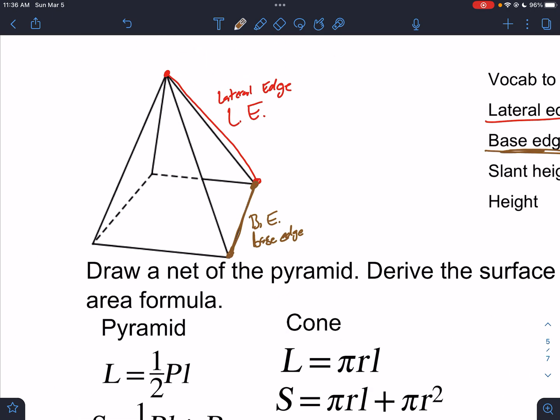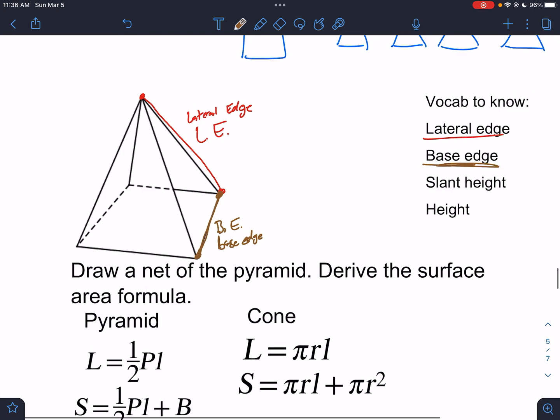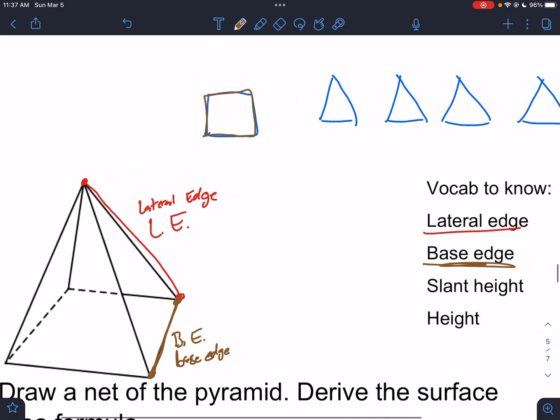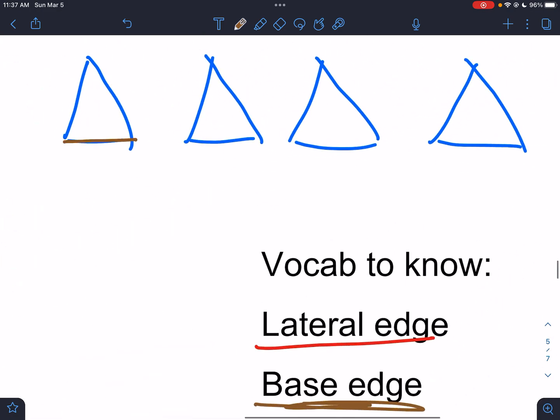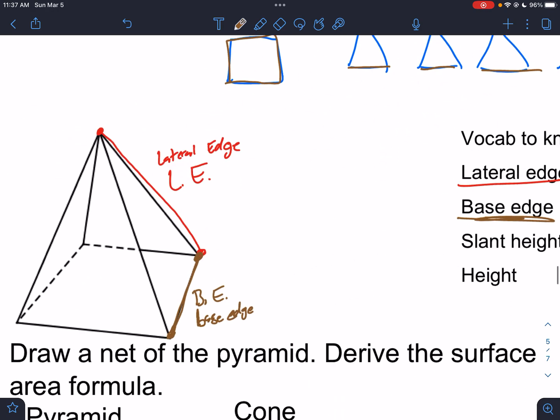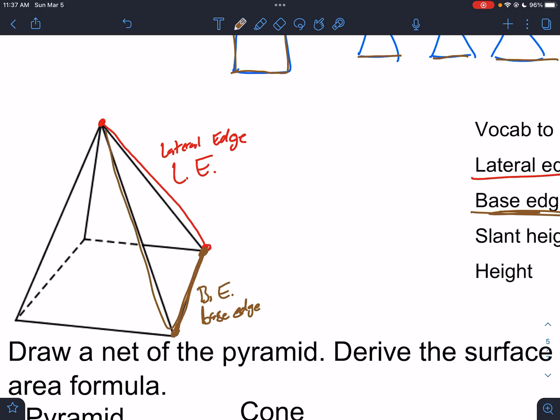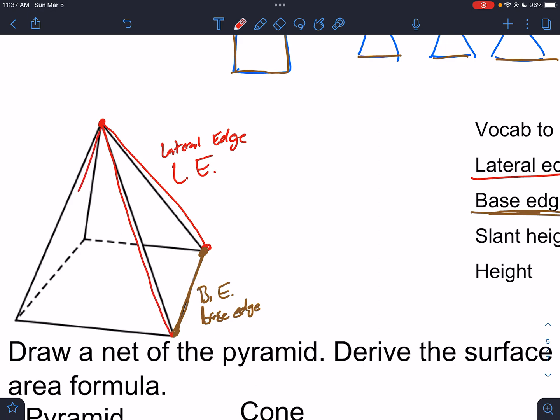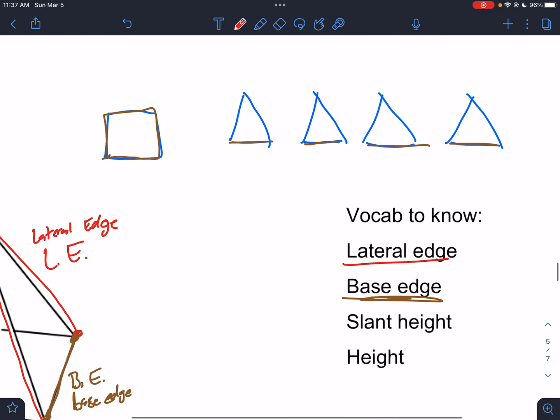All right, so we know what a lateral edge is. We know what a base edge is. Let's put them up here. Like all 4 of these would be base edges on that square/rectangle. The bottom of each triangle would be a base edge. All of those, right? Like if I were to draw this triangle, the bottom of it is the base edge. Now the other parts, all of the sides, are lateral edges.